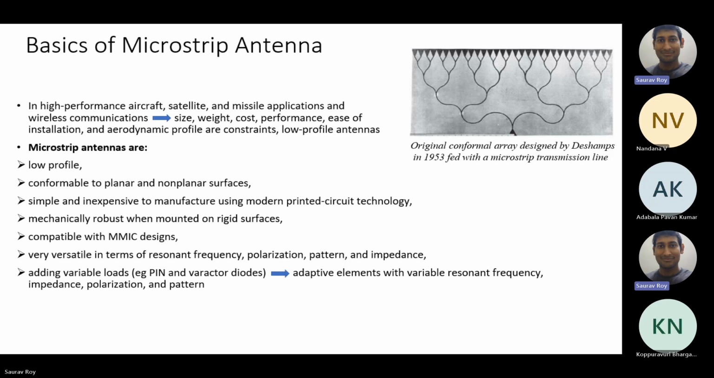It is compatible with MMIC and monolithic designs, and versatile in terms of resonant frequency, polarization, pattern, and impedance. You can design the antenna for many different resonances, polarizations, and other things. You can add variable loads like PIN and varactor diodes, which leads to adaptive elements with variable resonant frequency, impedance, and so on. So the microstrip antenna can also be tuned using diodes. That's why it is so ubiquitous nowadays, and you see the microstrip antenna everywhere.